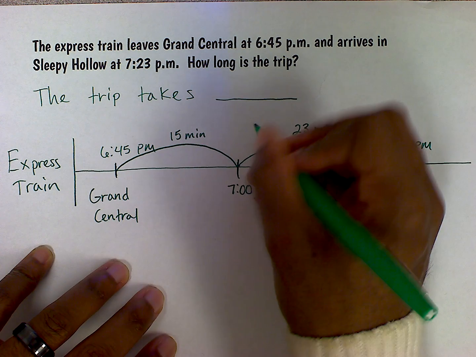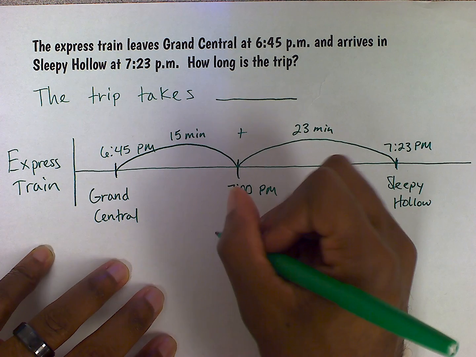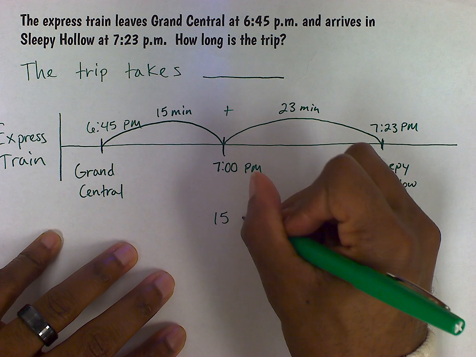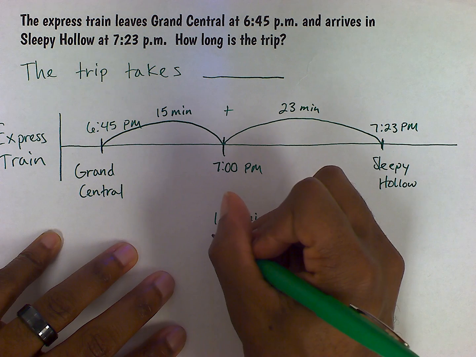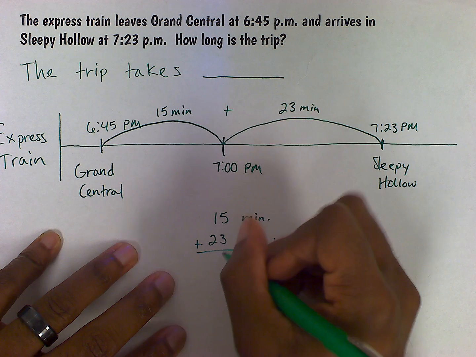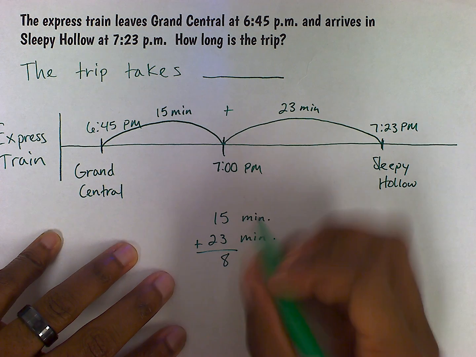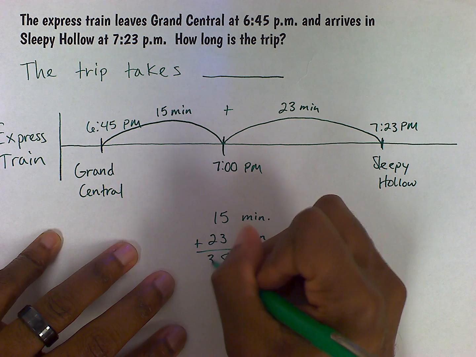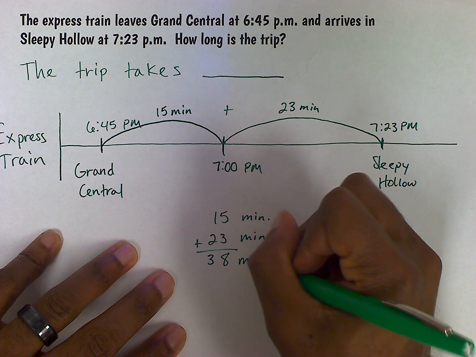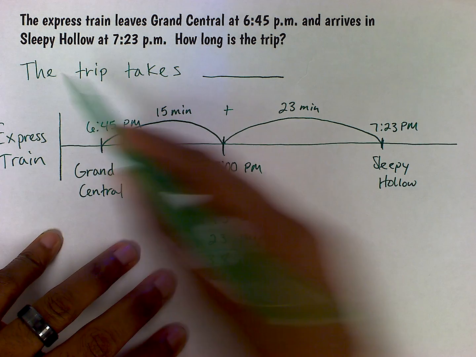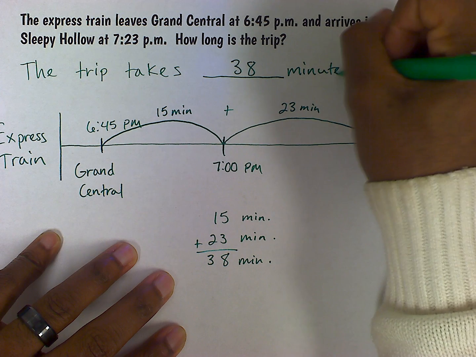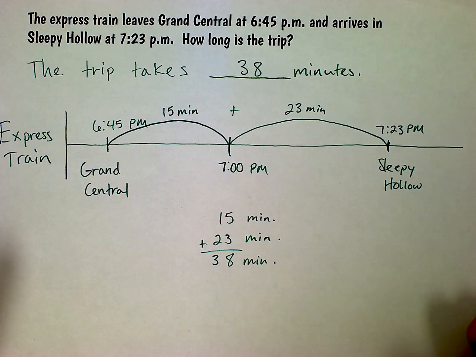So if we add 15 minutes plus 23 minutes, we can come right down here and show our work of 15 minutes plus 23 minutes. And you will see that we have 5 plus 3, which is 8. And then we have 10 plus 20, which is 30, which gives us an answer of 38. So how long did the trip take? The trip takes 38 minutes.